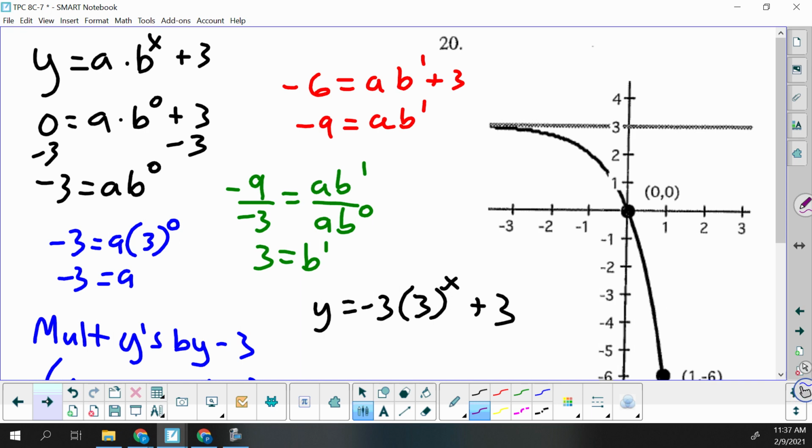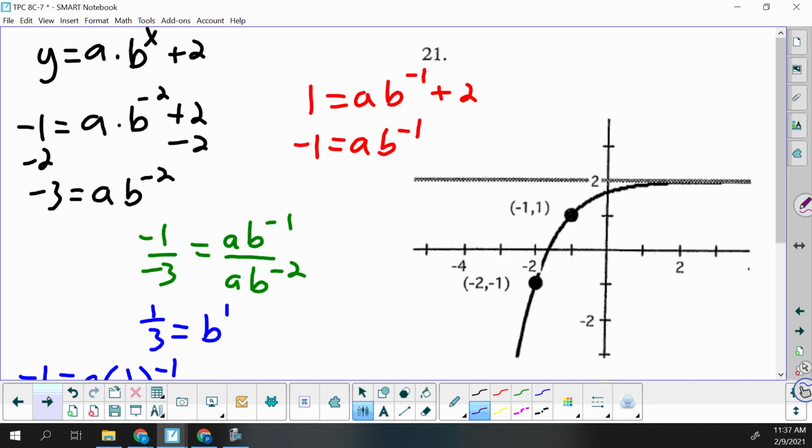In 20, we're leveling off at 3, so make sure you have a +3 on the end of your equation. Subtract that 3 over first. When you divide the equations, we get b equals 3. Subbing back in gives us a equals -3. So we have -3 times 3 to the x plus 3 on the end. The minus out front is reflecting over the x-axis. You can have either multiply y's by 3 or vertical stretch by a factor of 3. And then +3 on the end is a shift up 3.